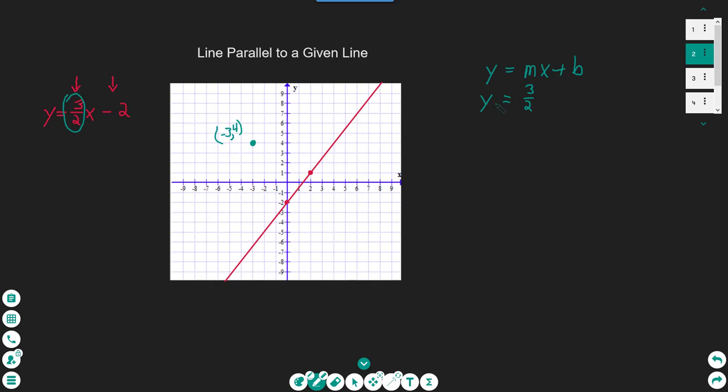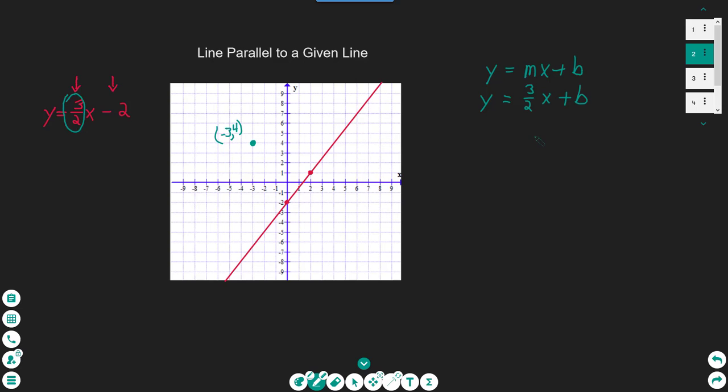And we're halfway there. We have y equals 3/2 x plus b. All we need to do now is to solve for this b. So how could we do that? Any thoughts?